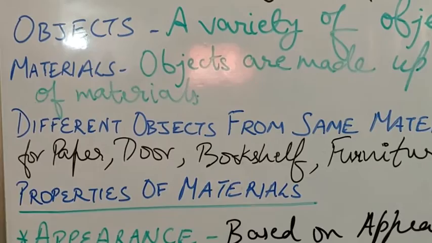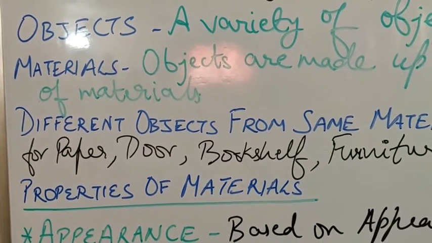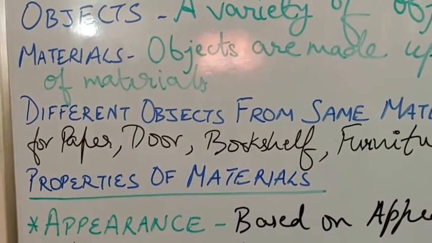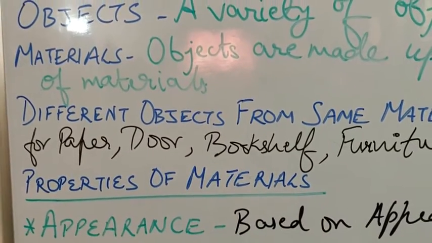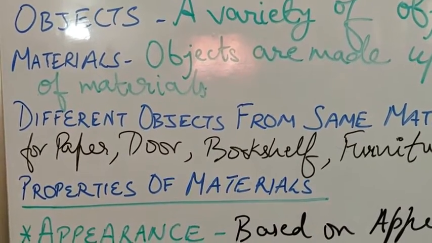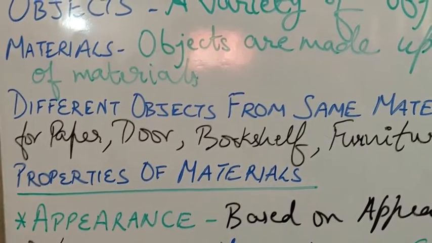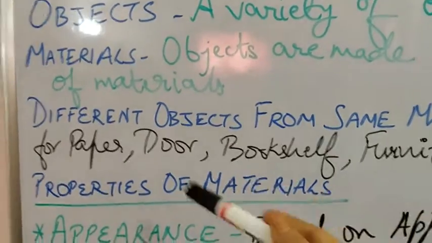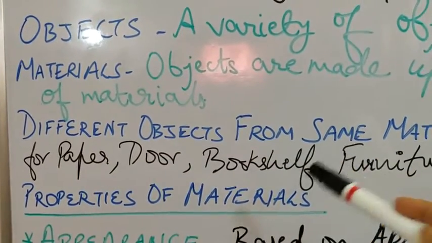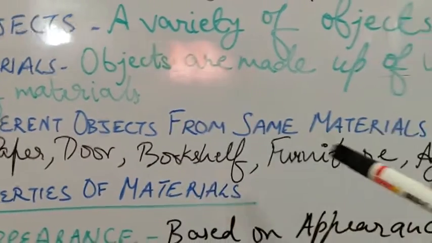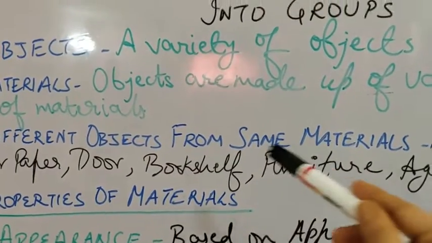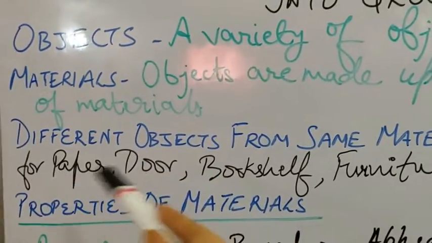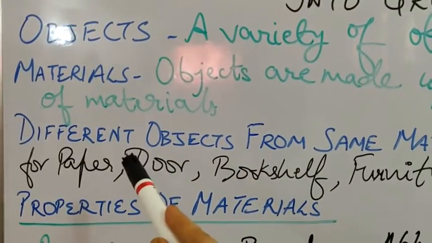Like if we want to make a book, we will use paper, and paper is made up of wood. So for making the book, wood is used as a material. Wood is also used for making a door. Wood is also used for making a bookshelf. Wood is also used for making furniture. So the same material can be used for making different types of objects.